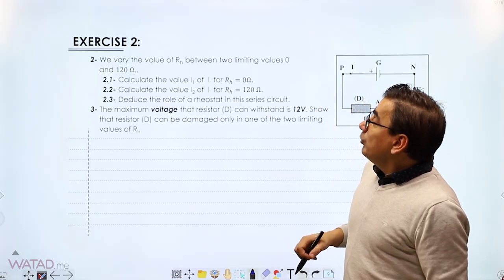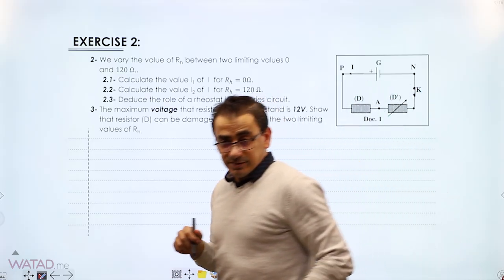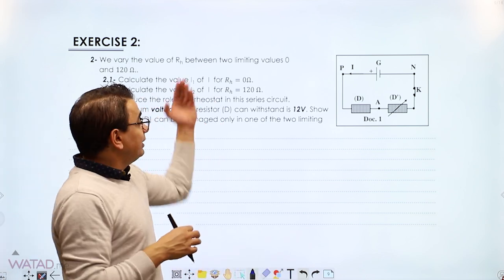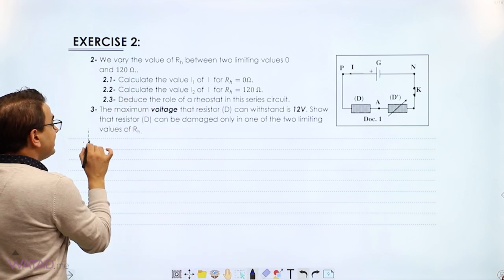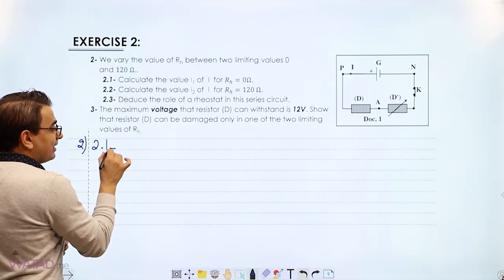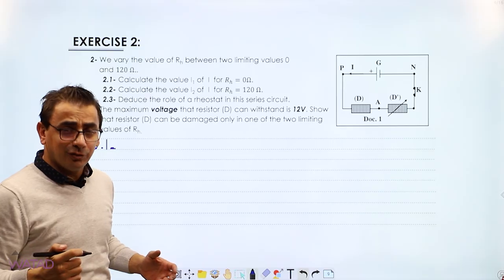Okay. We vary the value of RH now from 0 to 120. We need to calculate the value of current in each of the two cases. Now this is very simple. Why? Because even if you have a mistake in the previous part, you can directly use the value, right?